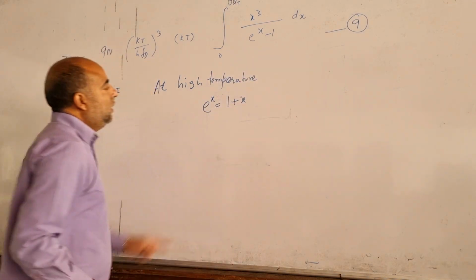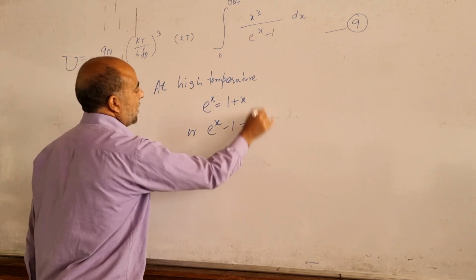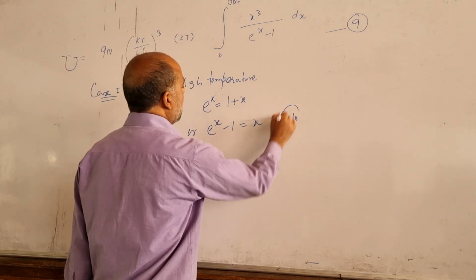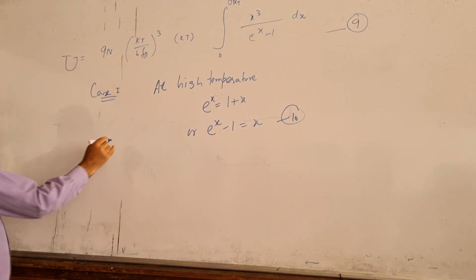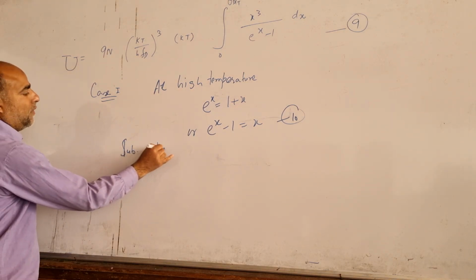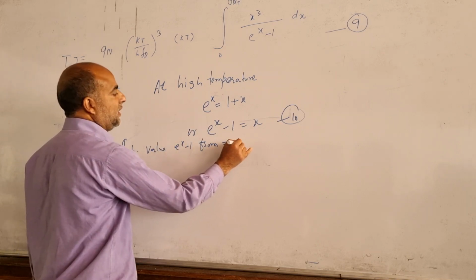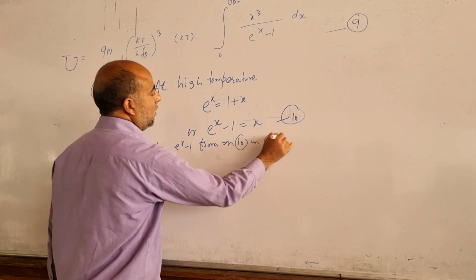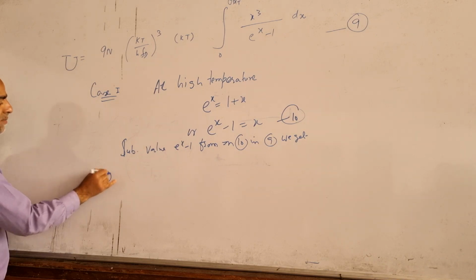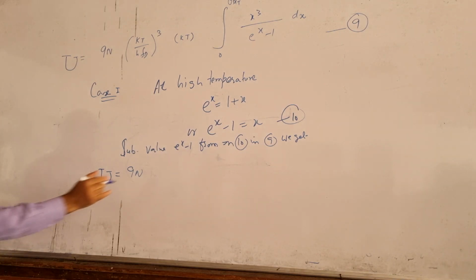So I can write this e raised to the power x expression like this: e raised to the power x minus 1 is equal to x. Now substituting this value of e raised to the power x minus 1 from equation 10 in equation 9, we get the total energy is basically equal to 9n.